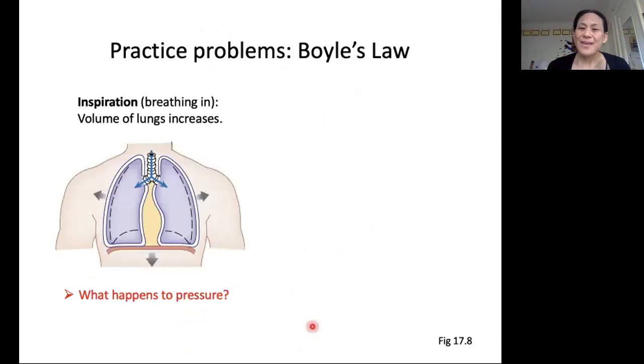Okay, now let's apply Boyle's law to the respiratory system. Okay, so taking a look at this figure here, as we breathe in, which is a process that we refer to as inspiration, when we breathe in, the volume of our lungs increases. Thinking about Boyle's law, what is that going to do to pressure? So think about that for a second. Okay, so hopefully you figured out if we are increasing the volume of our lungs, that is causing the pressure of the air in the lungs to decrease.